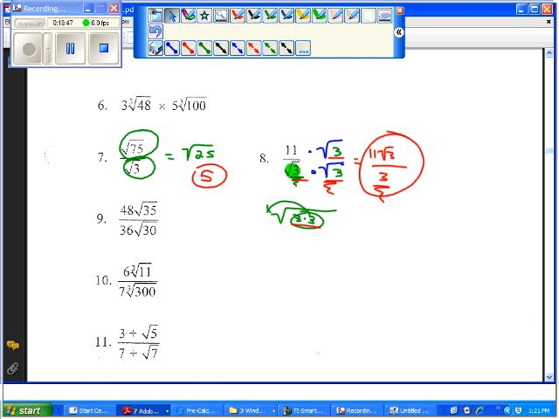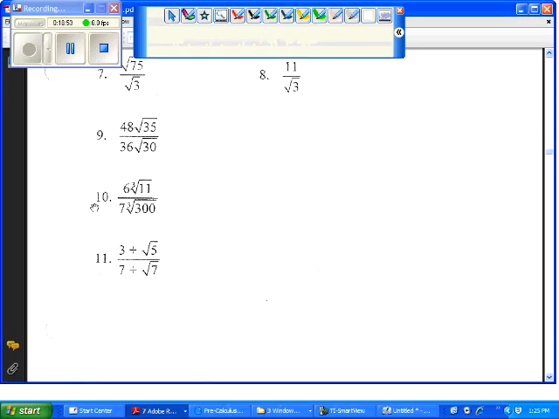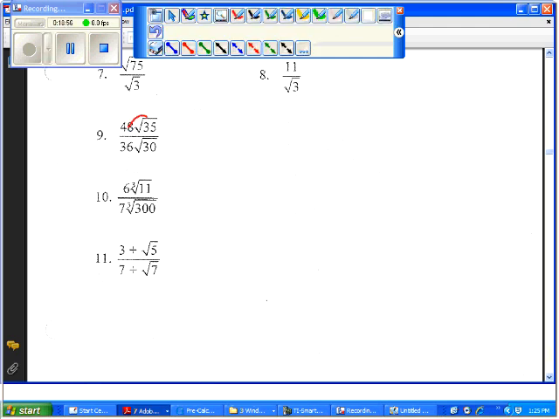They're going to get a little harder as we go, so we hope you're getting the process down. Number 9, question 1, will anything reduce? Well, we reduce number with number and radical with radical. So we think about the 48 and the 36, and the square root 35 and square root 30. What's the greatest common factor between 48 and 36? 12. So we're going to divide both of those by 12, and we're going to get a 4 and a 3.